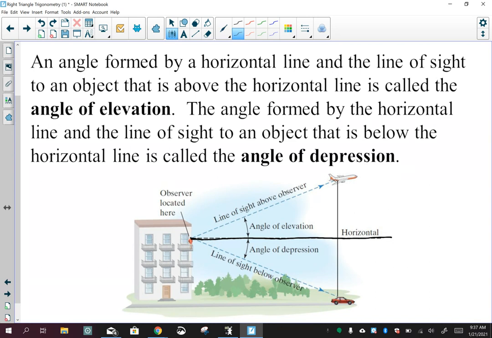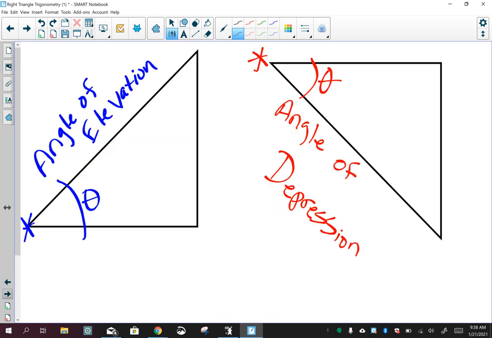If I'm looking at a plane, I'm looking up, so that's an angle of elevation. If I'm looking down at this car over here, that's going to be an angle of depression. Notice how the triangles are going to be formed. That's going to be a big thing. So please make sure you pay attention to what you're actually doing in your word problems.